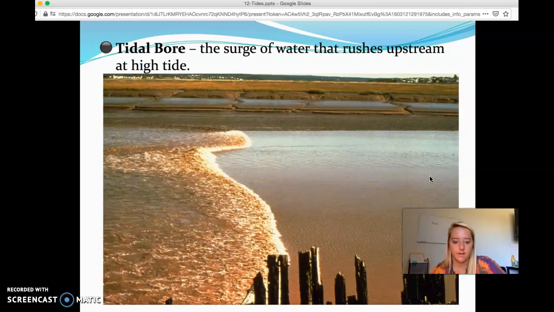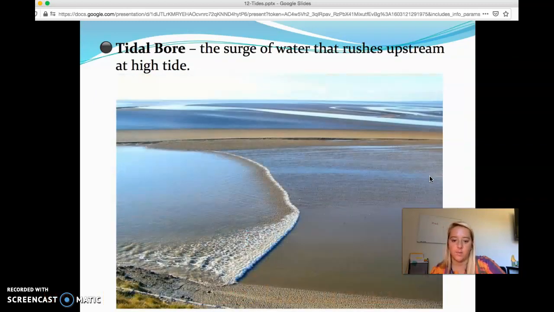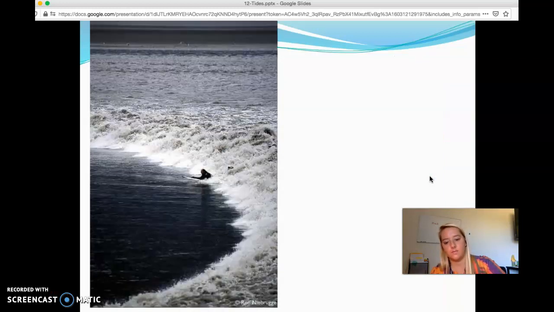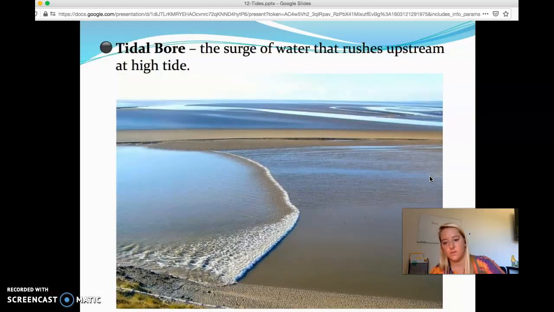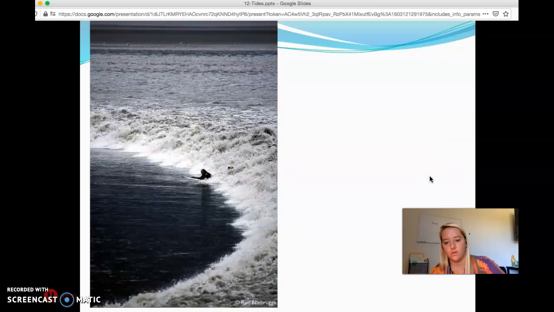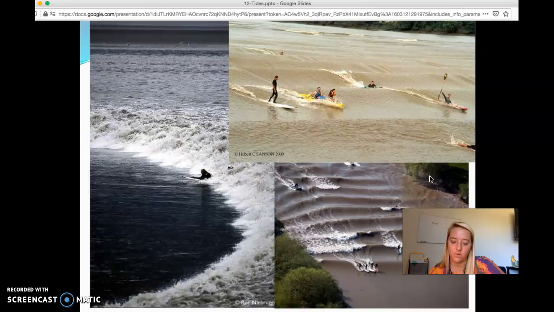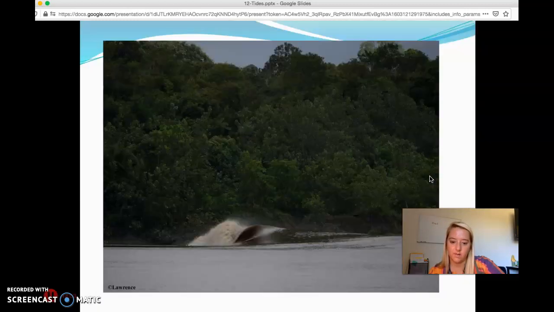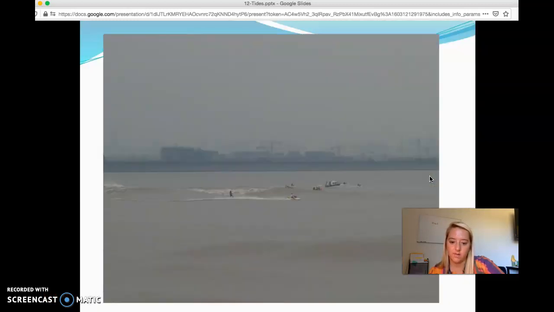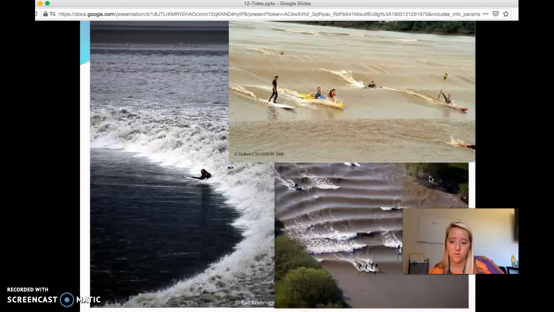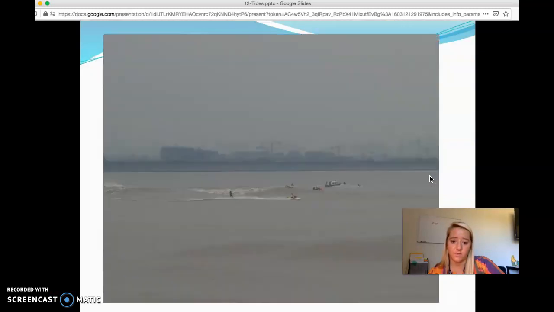Wonderful. There it is again. Isn't it beautiful? I really do love studying the ocean. It's one of my favorite places to be, and I love learning about it just a little bit more because it is so odd. Wonderful. So there is a tidal bore with a surfer who's taking advantage of the surge of water that is rushing upstream during high tide. More of it. So many more. Oh, that's because I was going in the opposite direction.